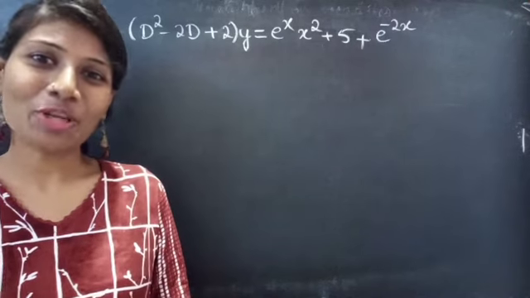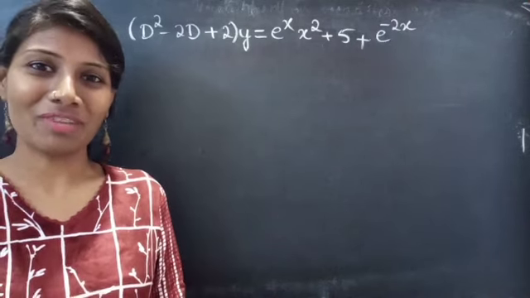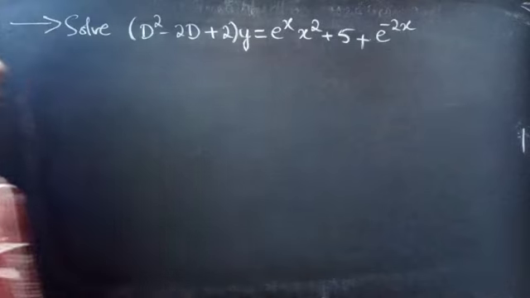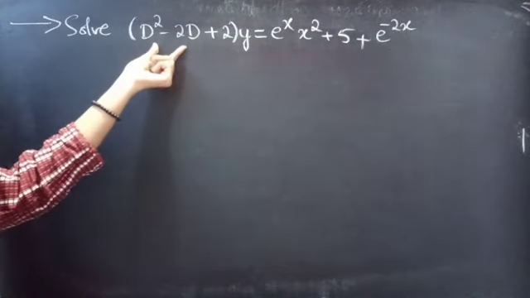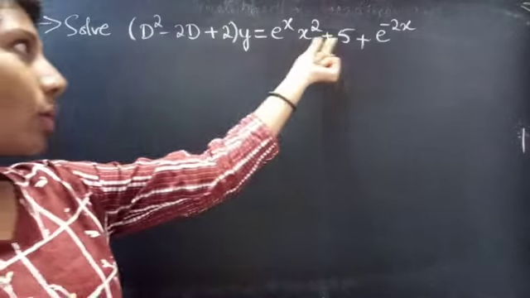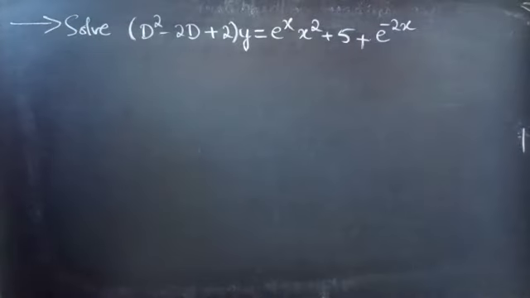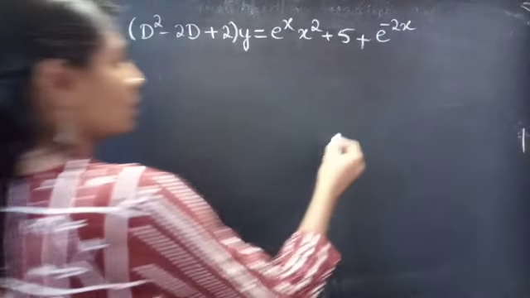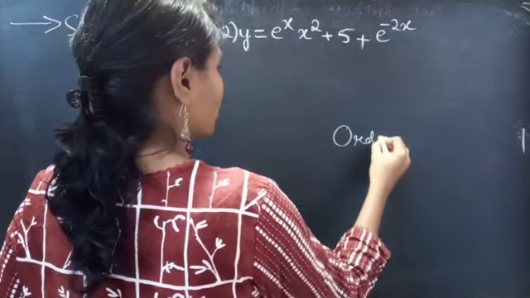In this video, we are going to solve a differential equation from higher order linear differential equation. So let's get going. Problem. Solve (D² − 2D + 2) y = e^x (x² + 5) + e^(−2x). So firstly, let's find the order and degree of the given differential equation.